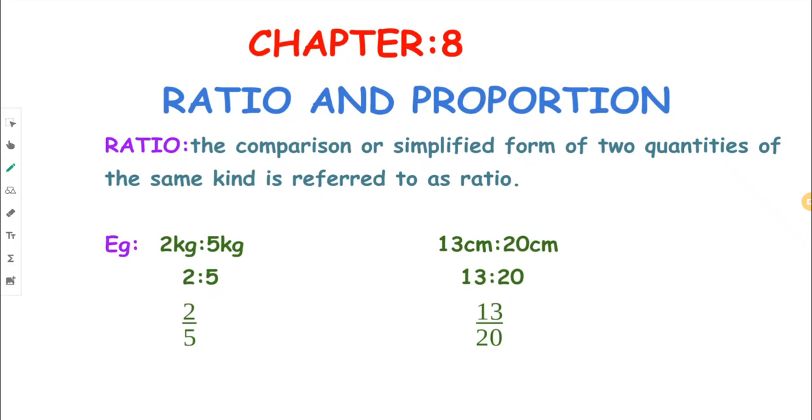Starting chapter 8, ratio and proportion. So let's have a short introduction. Ratio, what does it mean? The comparison or simplified form of two quantities of the same kind is referred to as ratio. So let's do this by an example.